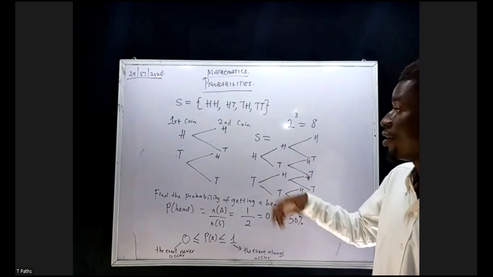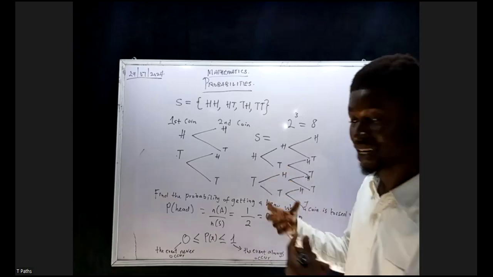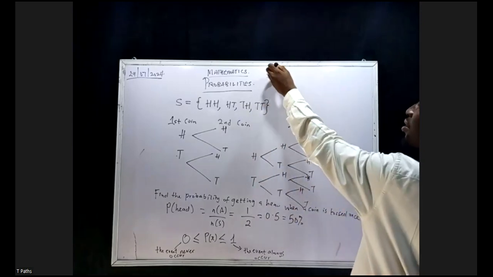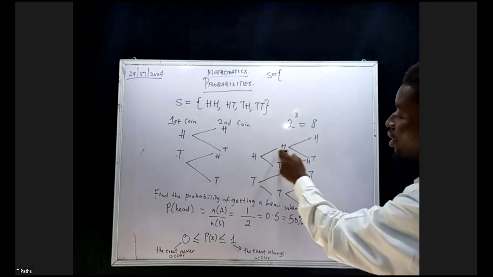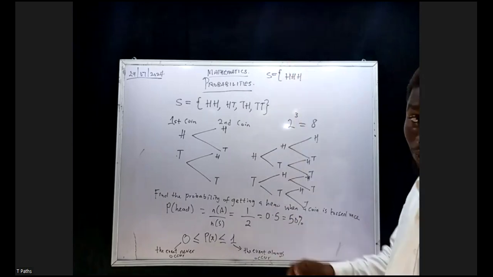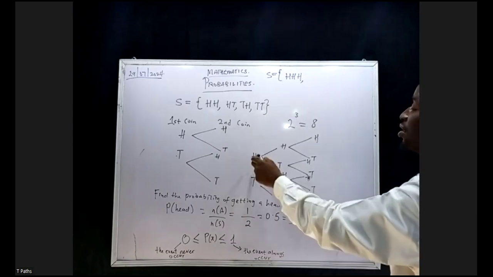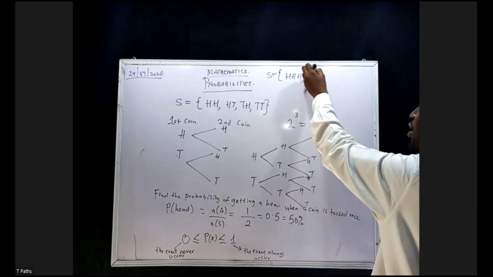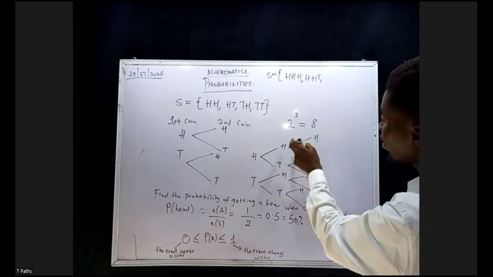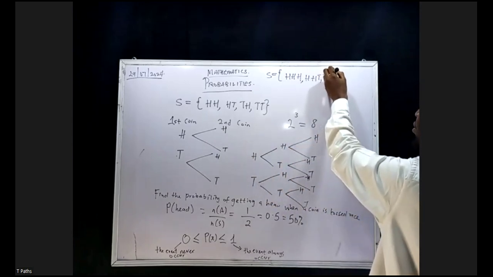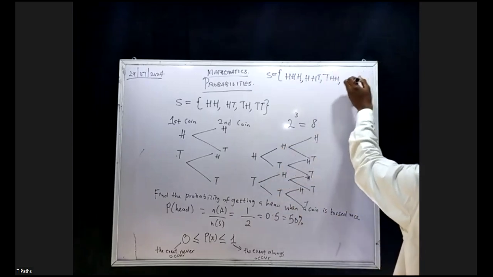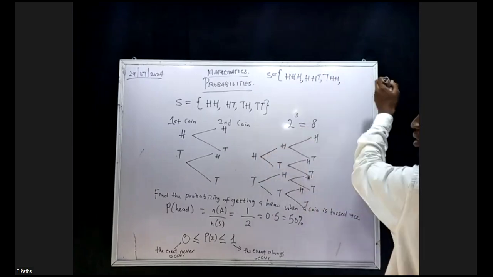So now, if I toss 3 coins at the same time, what will be my sample space? My sample space will simply be: head, head, head. I have the possibility of getting 3 heads, or head, head, tail. The next thing is tail, head, head, or tail, head, tail.